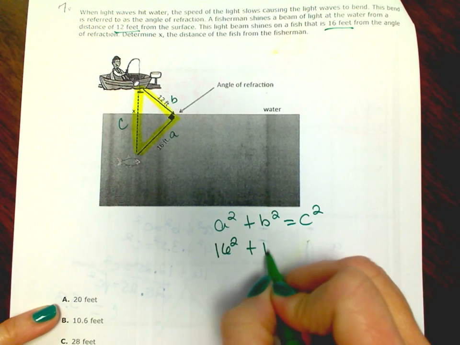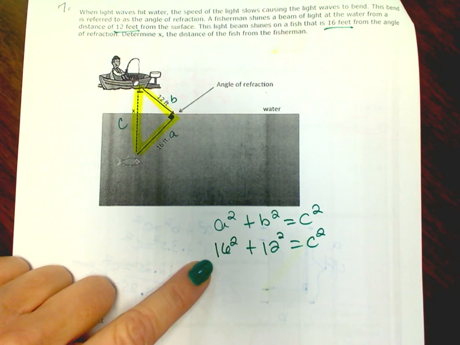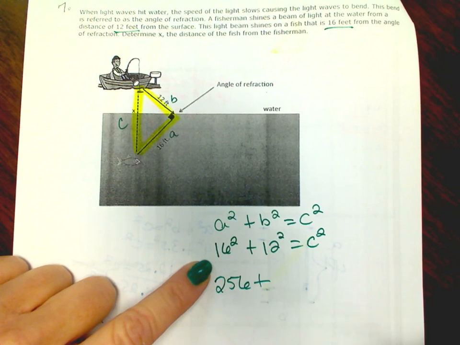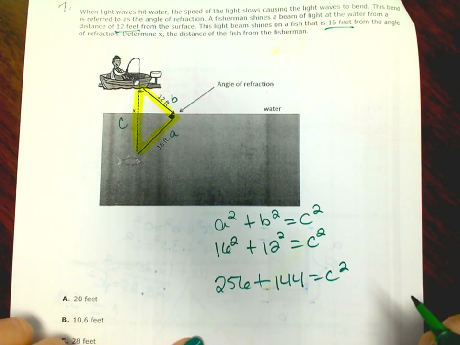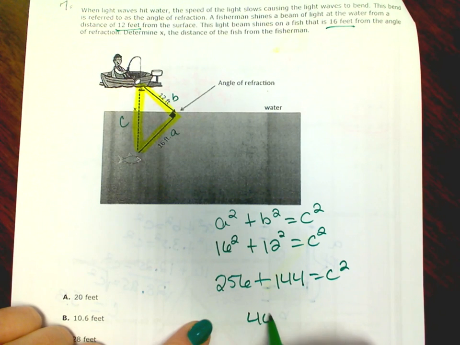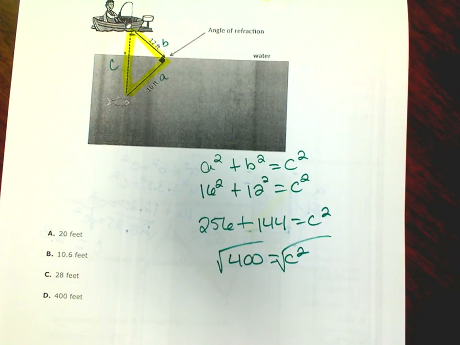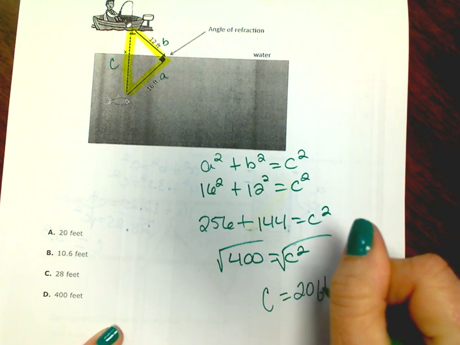16 squared plus 12 squared equals C squared. 16 squared is 256, and 12 squared is 144, equals C squared. Add those together, you should get 400 equals C squared, and we want to find the square root, and you should get C equals 20 feet from the fisherman.